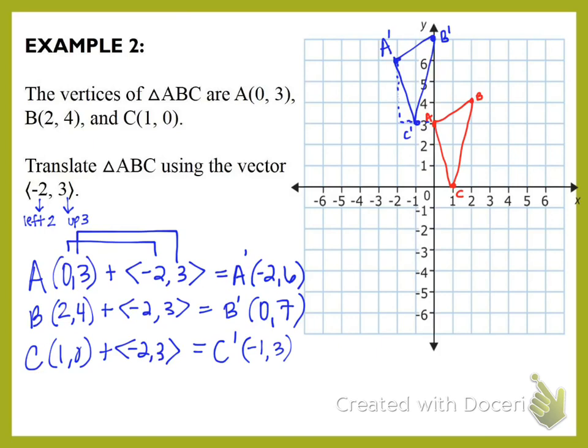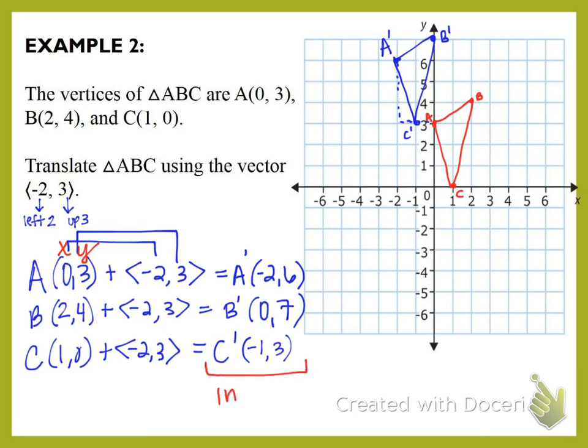So one of the things that's easy to do if you didn't want to draw this is you could just take the vector and you could add the horizontal component, -2, to all of the x coordinates for all your points. And you could take the vertical component, 3, and you could add it to all the y coordinates of all your points. So if I write down points A, B, and C, add the vector <-2, 3> to each of these ordered pairs, I can get the points for the image, right?